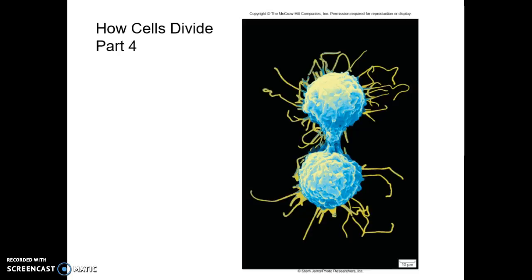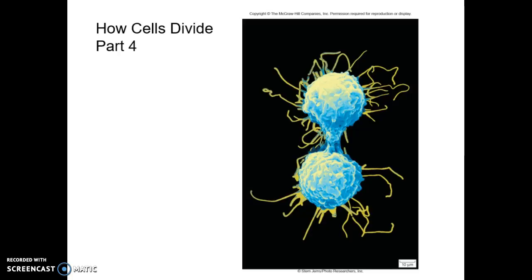Now, the eukaryotic cells are the ones I want you to primarily concern yourselves with. Plants, animals, how do these cells replicate? That is through the cell cycle and the process we've been talking about called mitosis.